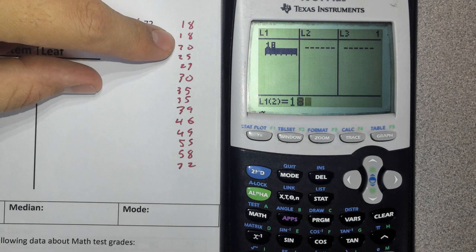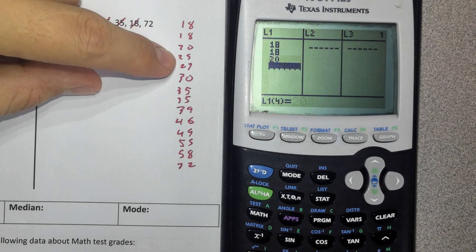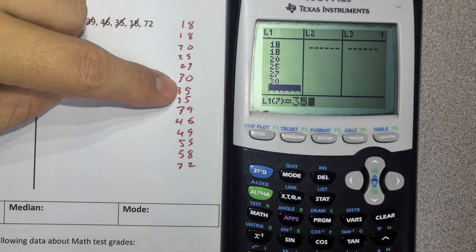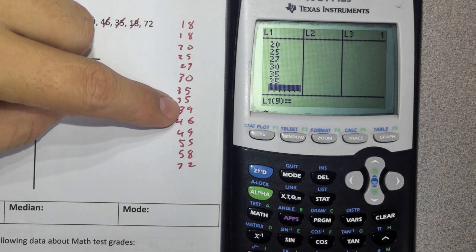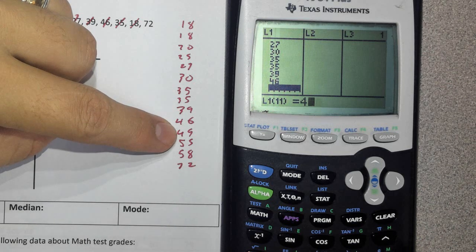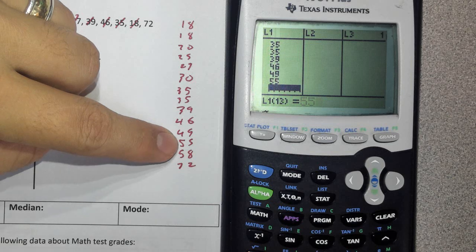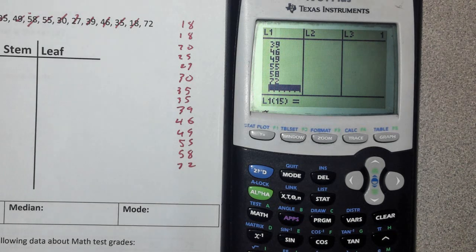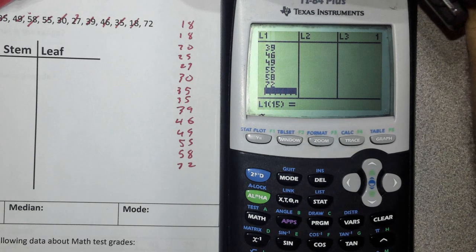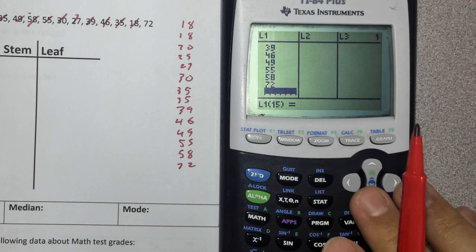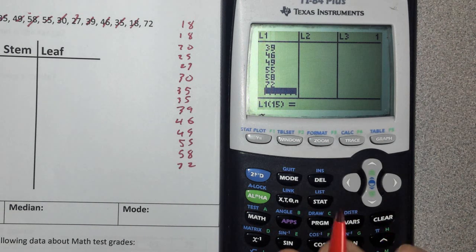18, enter. 18, enter. 20, enter. 25, enter. 27, enter. 30, enter. 35, enter. 35, enter. 39, enter. 46, enter. 49, enter. 55, enter. 58, enter. 72, enter. Should be 15. 1, 2, 3, 4, 5, 6, 7, 8, 9, 10, 11, 12, 13, 14. Oh, 14, yeah. Looks like we have all our numbers in.